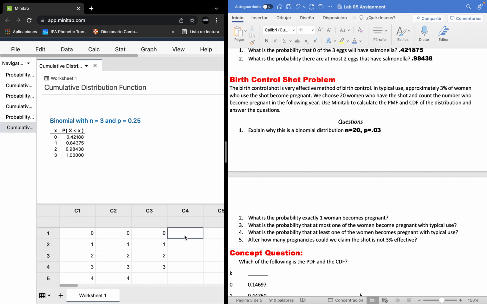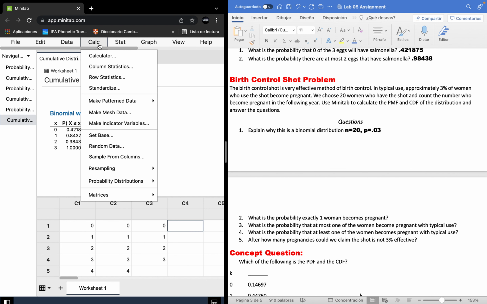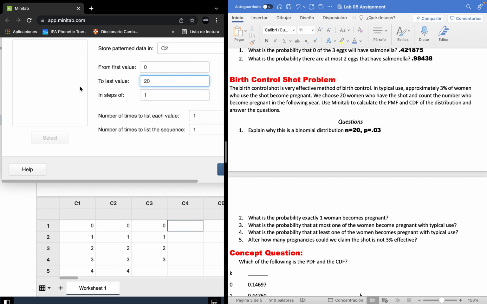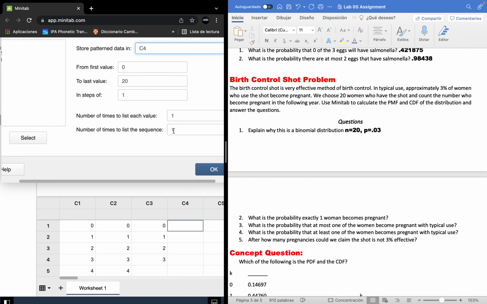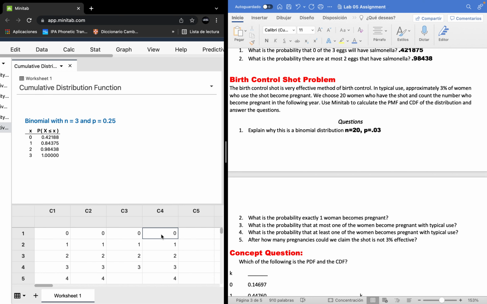So here I'm going to store the values in C4. Remember, if n is 20, we have 0, 1, 2, 3, 4, 5. So you can use again Calc, Make Patterned Data, Simple Set of Numbers, 0 up to 20, and store the values in C4. There you have. So now you see the values are stored in C4 from 0 up to 20. And now repeat the process that we have done before.